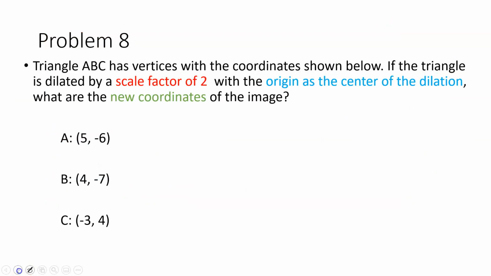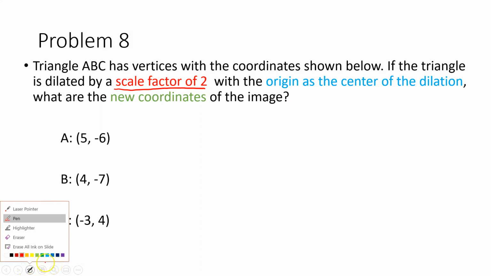Okay, problem 7 we did in class. Problem 8. So this one says triangle ABC has vertices with the coordinates shown below. So they give us the coordinates, right? So we don't have to go through and find them. It says if the triangle is dilated by a scale factor of 2 with the origin as the center of the dilation, what are the new coordinates?